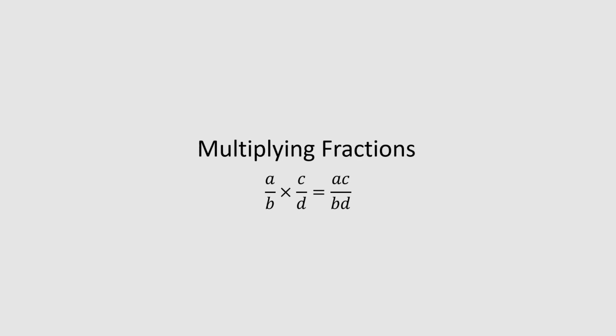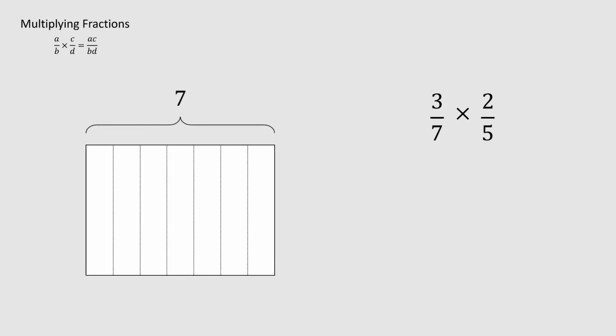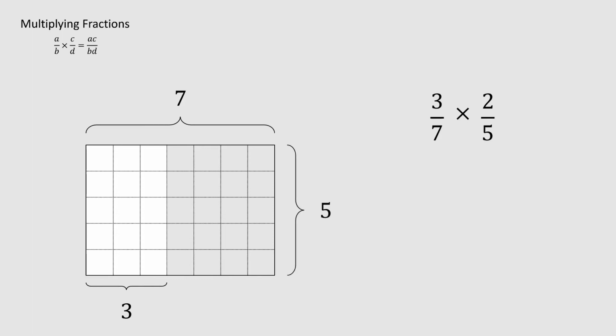When multiplying two fractions, the result is just the product of the numerators divided by the product of the denominators. To understand why, consider this rectangle. Let's say we want to multiply 3/7 by 2/5. If this rectangle represents 1, then we can represent 3/7 by splitting it into 7 pieces and taking 3 of them. And now we need to multiply this by 2/5, and that means splitting what we have into 5 pieces and taking 2 of them.